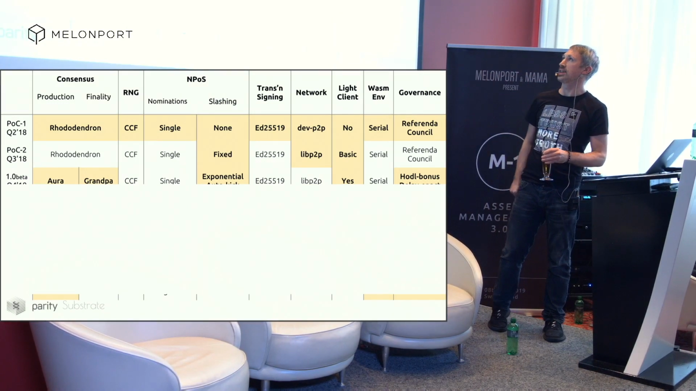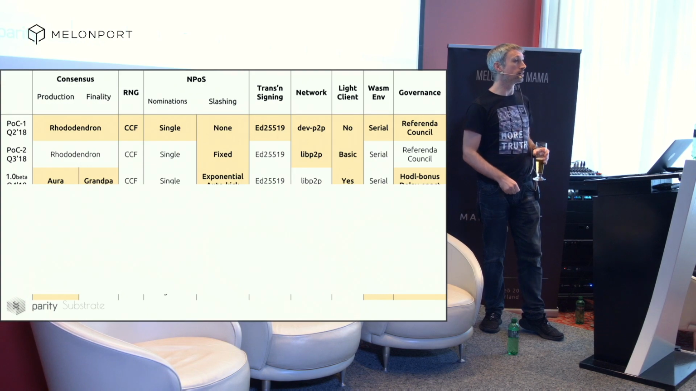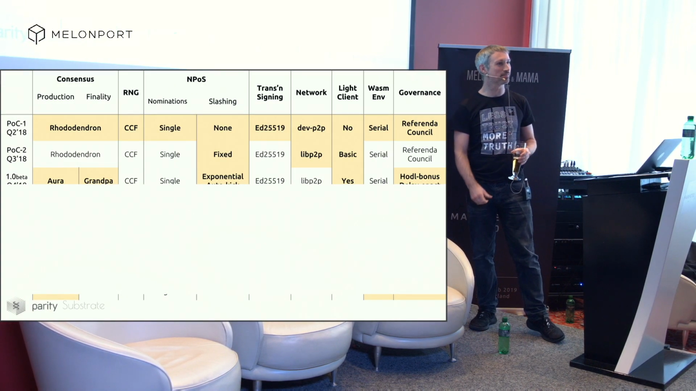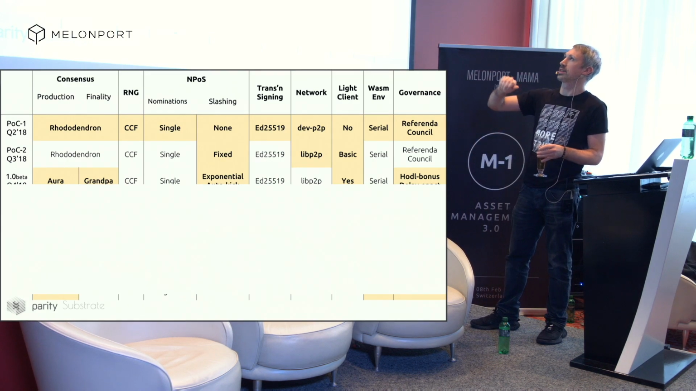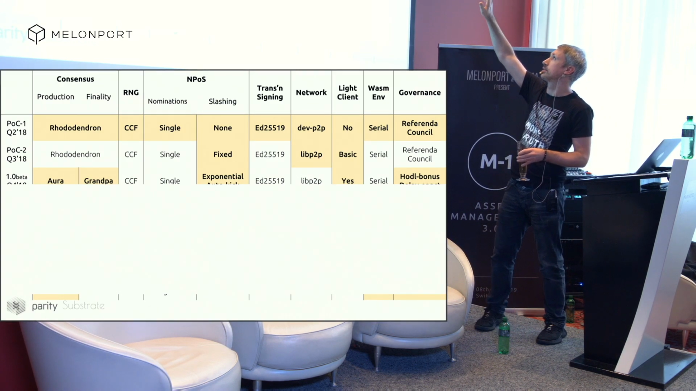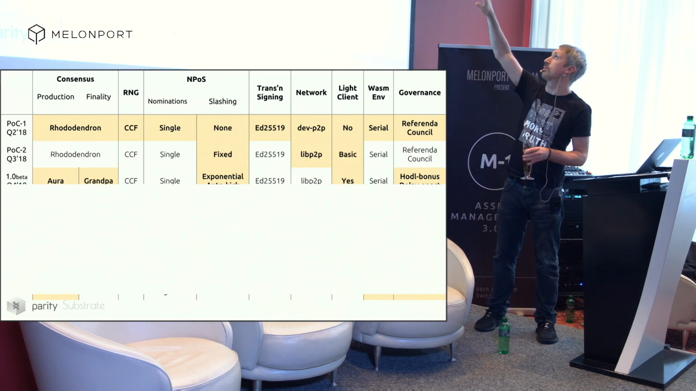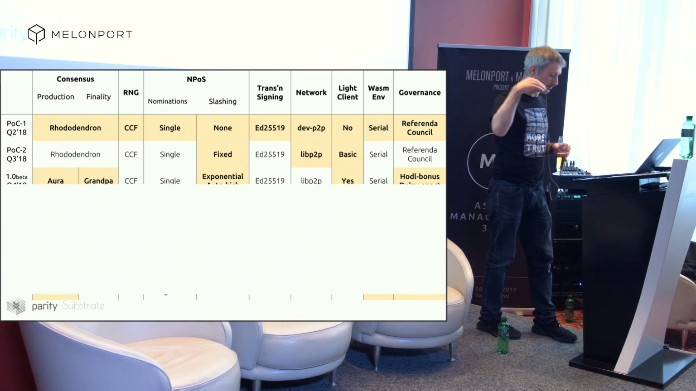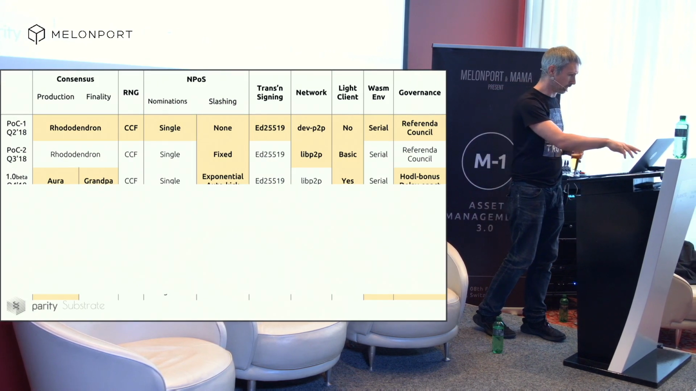Transaction signing used the Ed25519 signing mechanism. I don't know if that means anything to anyone here, but it's kind of cool, though we improved it later on, as you'll see. Networking used the very old networking protocol, the same one as Ethereum, it didn't have a light client, had a very basic WebAssembly environment, and the governance was actually fairly decent, but we improved upon it later.